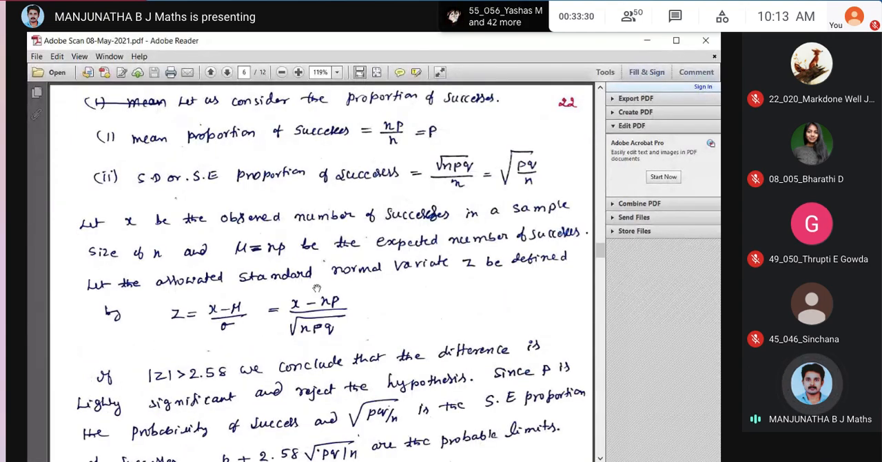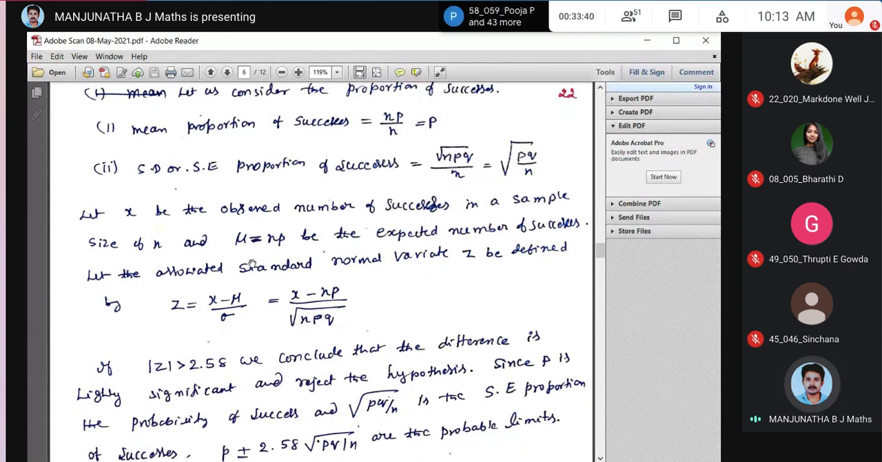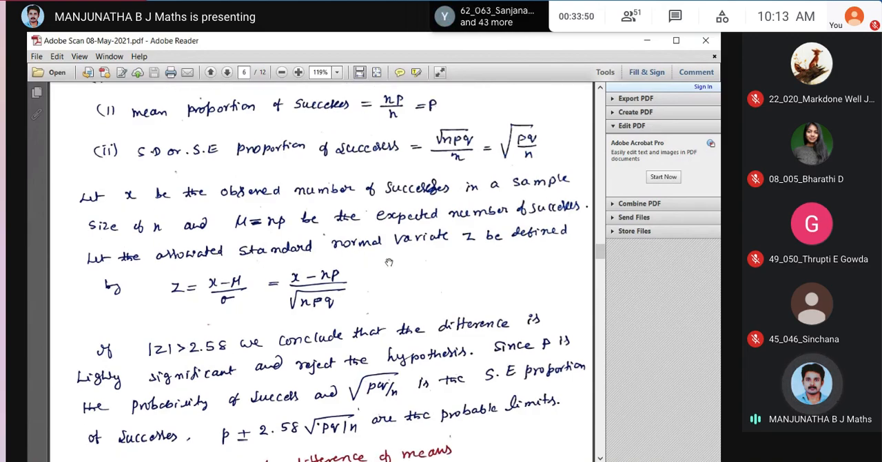Next, let x be the observed number of successes in a sample of size n. Here x means the observed number of successes, and mu is np, the expected number of successes. Let the associated standard normal variate z be defined by z equals x minus mu divided by sigma.